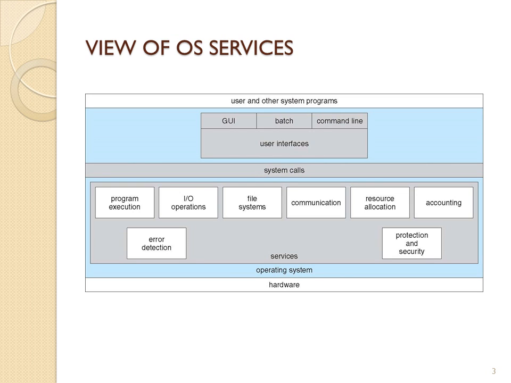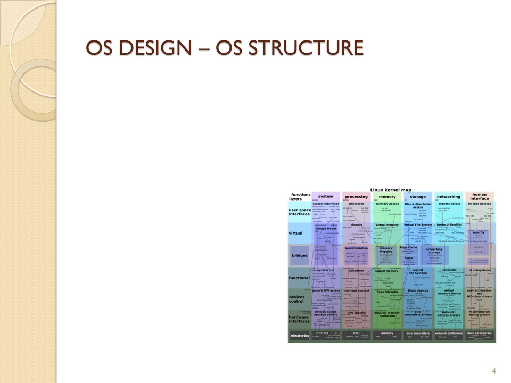So here's an overview of operating system services. If you remember, you want to be able to execute programs, perform I/O operations, communication, file systems, allocate resources, do accounting, protection and security, detect errors, and a way to interface with the system. And all this should be managed by the operating system. So the way that these services work together is what is the operating system.